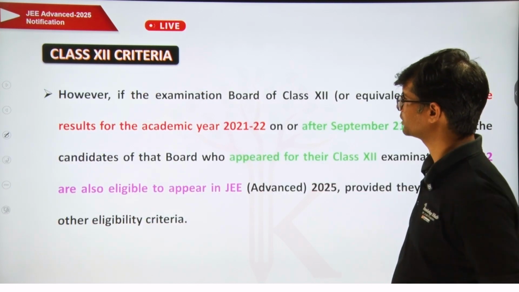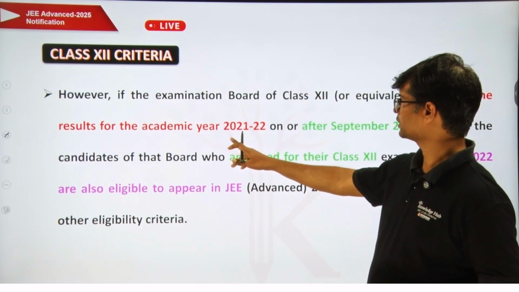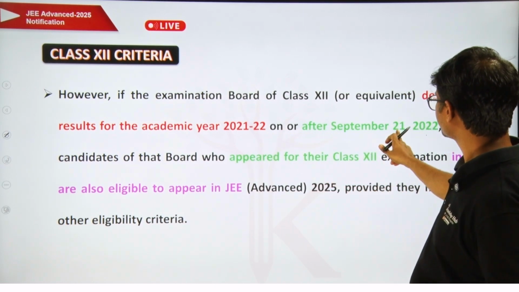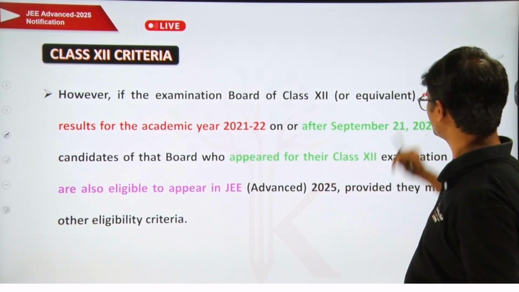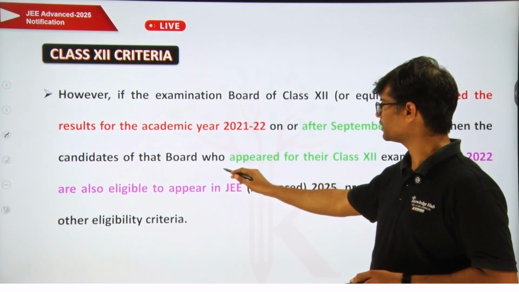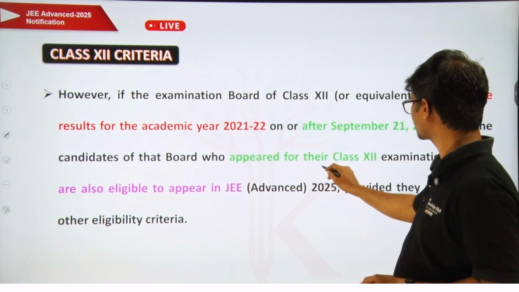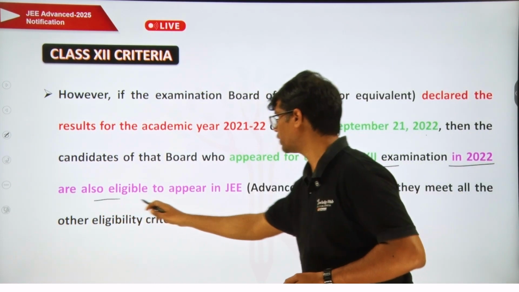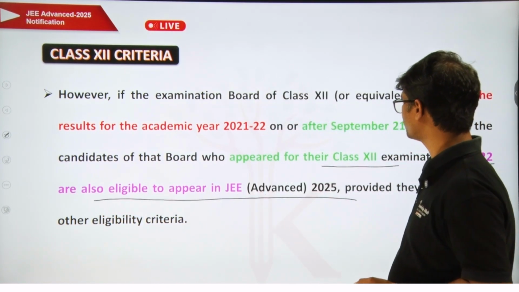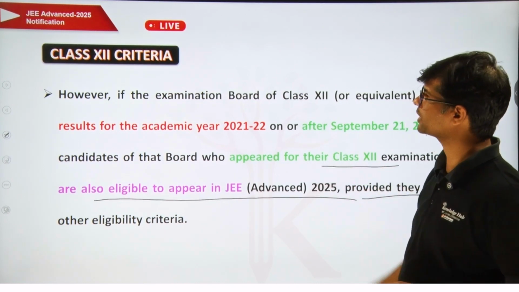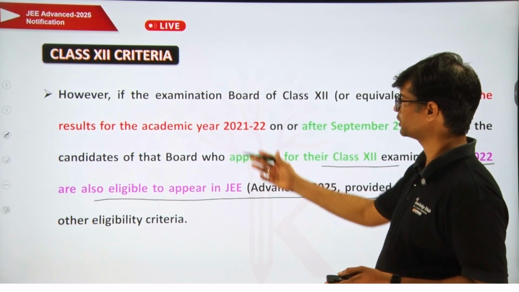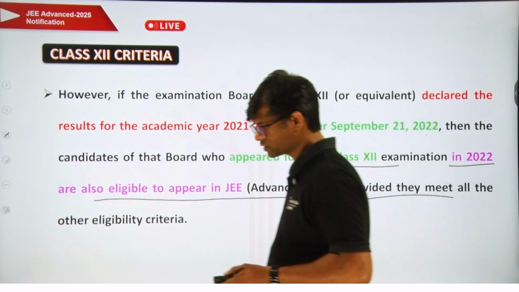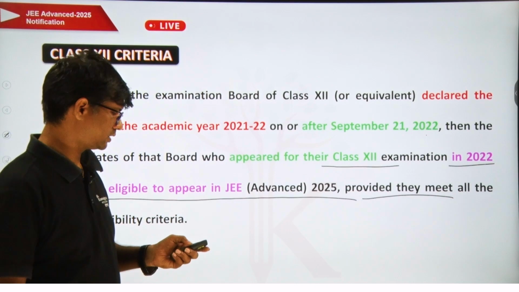And next, you can see here, for the academic year 2021-2022, on or after September 21, 2022, the candidates of that board who appeared for their class 12 examination in 2022 are also eligible to appear in JEE Advanced 2025. Now we can see this criteria. If the results are out in the September month, they are eligible to write this 2025 Advanced exam.